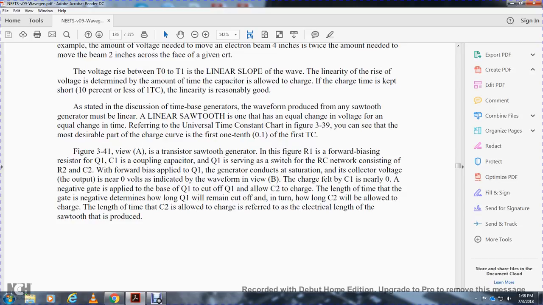Figure 341, view A, shows the transistor sawtooth generator. In this figure, resistor 1 forward biases transistor 1, and capacitor 1 is a coupling capacitor, with transistor 1 serving as a switch in the RC network consisting of resistor 2 and capacitor 2. The forward bias on transistor 1 causes it to conduct to saturation, so the collector voltage and the output are near 0 volts, indicating no waveform. In view B, the charge on the capacitor is nearly 0. A negative gate is applied to transistor 1, cutting off transistor 1 and allowing capacitor 2 to charge. The length of time that the gate is negative determines how long transistor 1 will remain cut off, and in turn how long capacitor 2 will be allowed to charge. The length of time capacitor 2 is allowed to charge is referred to as the electrical length of the sawtooth that is produced.